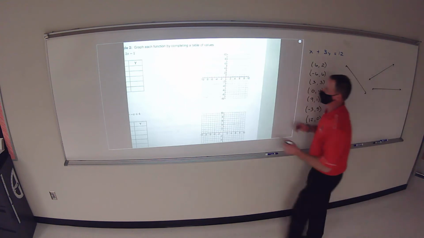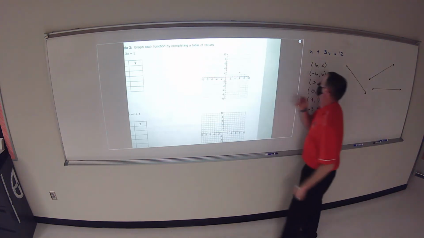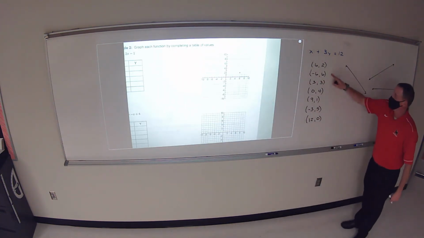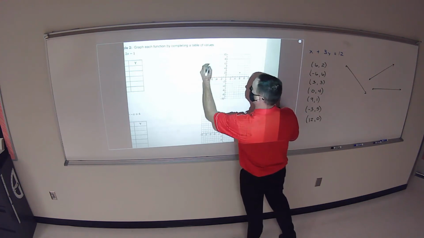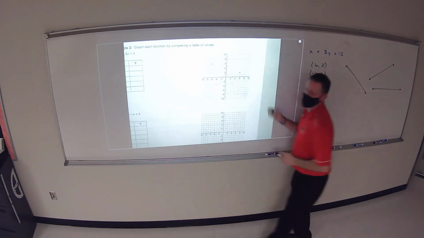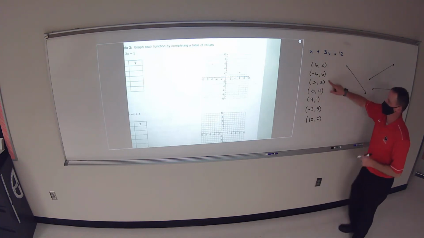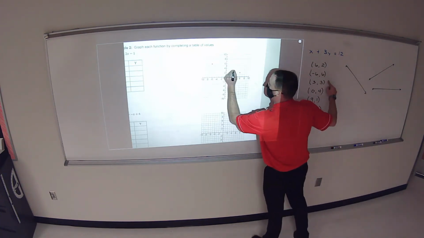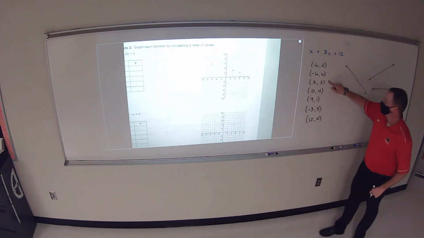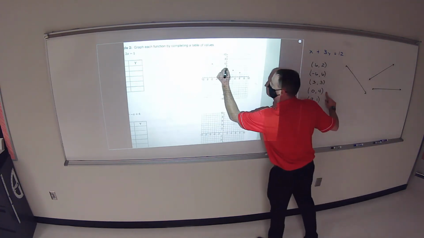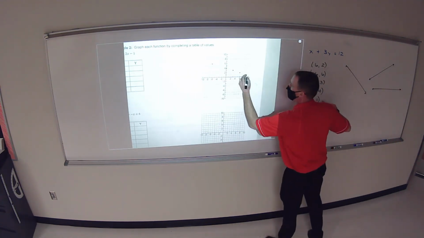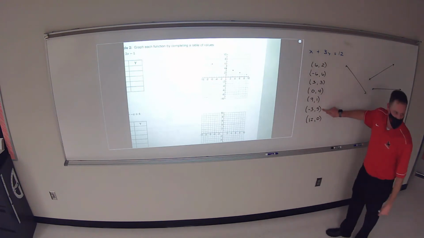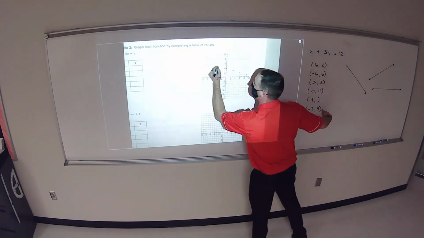When we graph 6, 2, that tells me to go over 6 and up 2. When I graph negative 6, 6, that tells me to graph that point right there. When I graph 3, 3, over 3 and up 3 is going to tell me to graph right there. When I graph 0, 4, I'm going to graph that point right there. When I graph 9, 1, that's going to tell me to go over 9 and up 1. When I graph negative 3, 5, that's going to tell me to go back 3 and up 5.